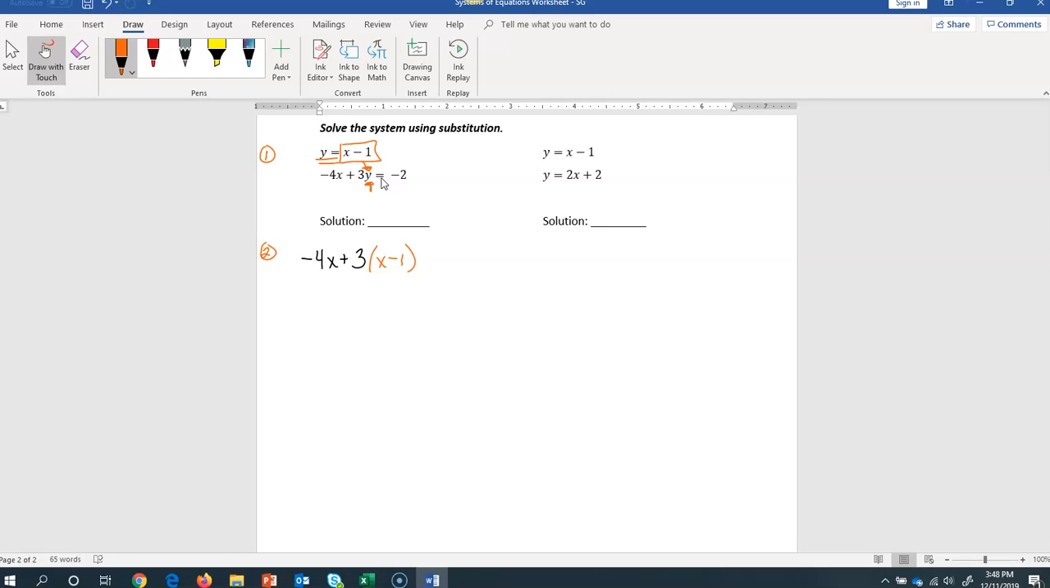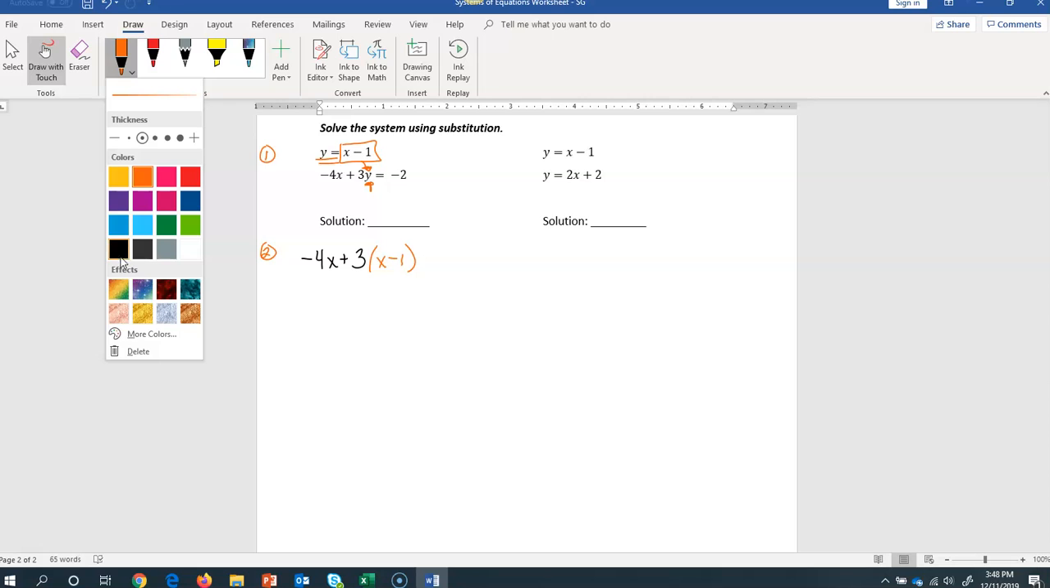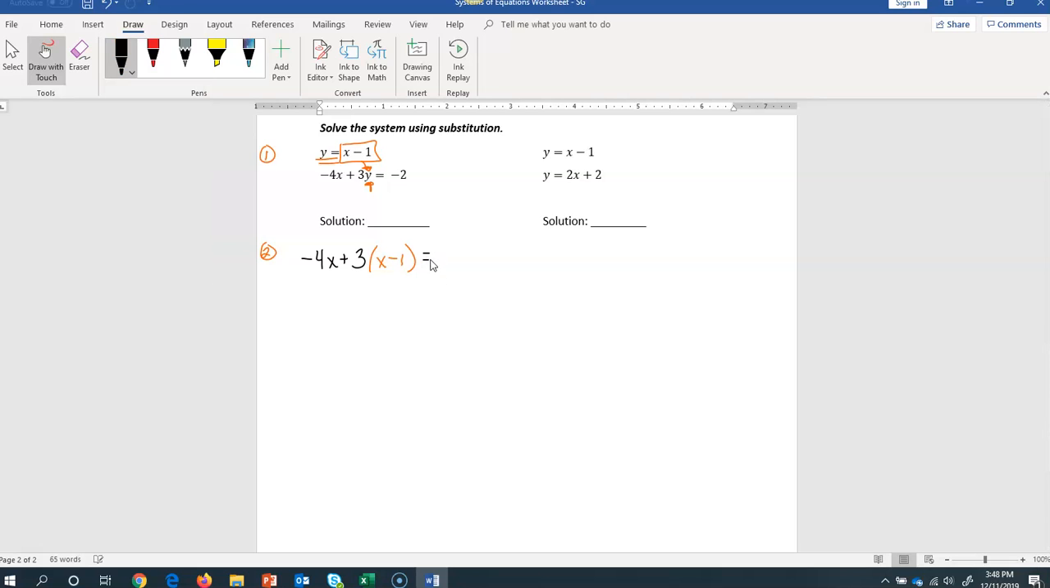And then I finish writing it, so equals negative 2. Sorry, when my colors change here. So equals negative 2. All right, so that is exactly what we have. Now, step 3 is to solve this equation.